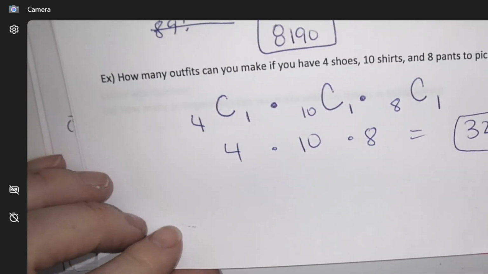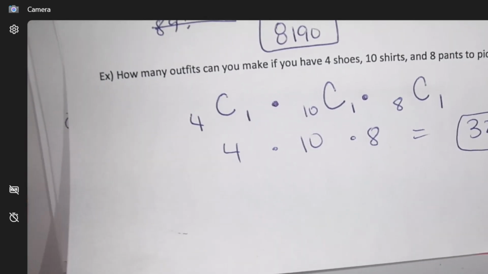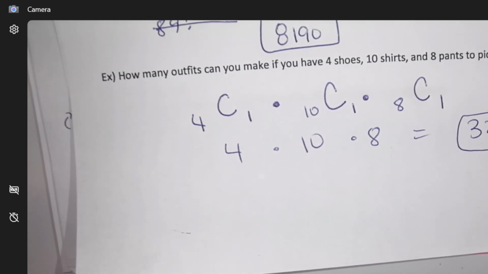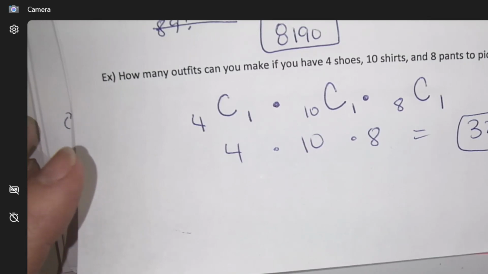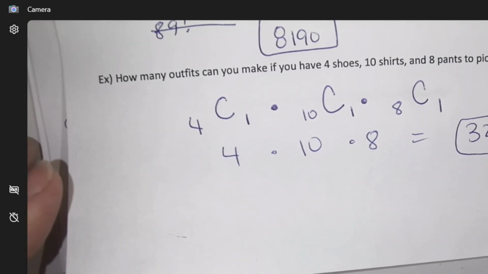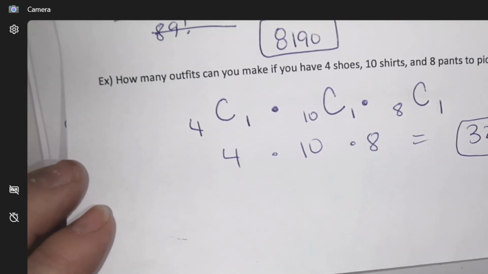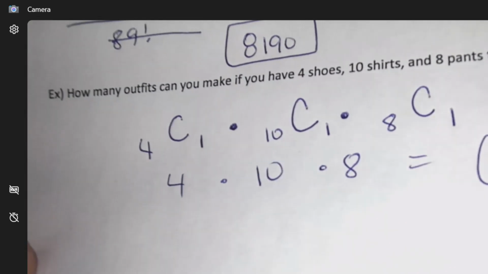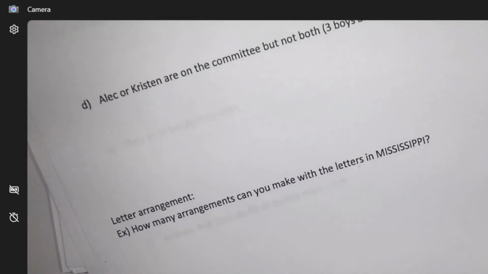So you might see that question with making sandwiches or pizzas or something like that as well, where I might say there's 10 types of bread and you have to pick one, and then there's 3 types of meat and you have to pick 2, and there's something like that.